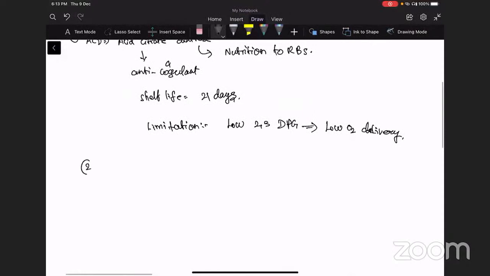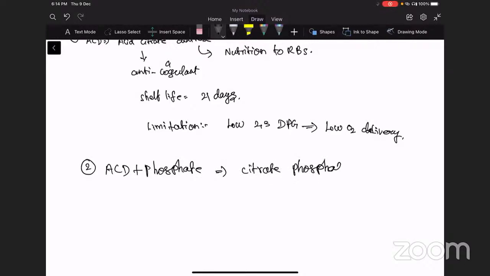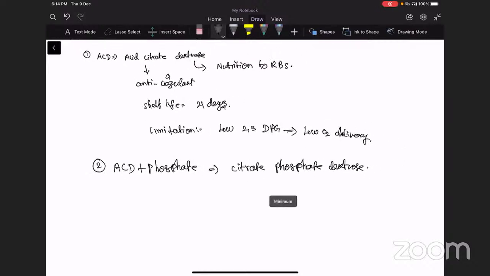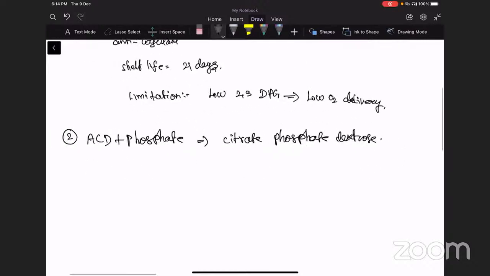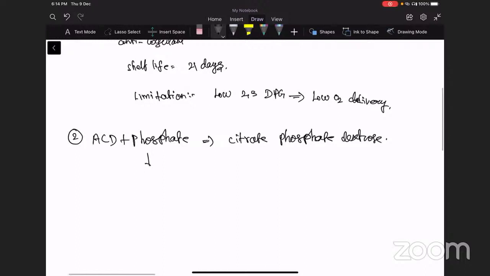And next, ACD with phosphate. It's citrate phosphate dextrose. Because of the phosphate added, it increases the 2,3 DPG, so increased oxygen delivery.